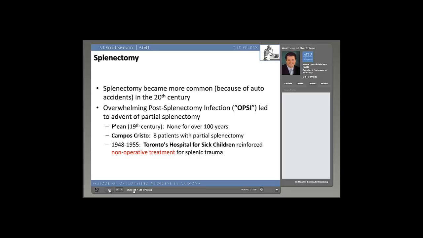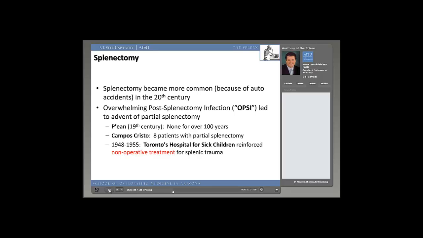Overwhelming post-splenectomy infection, or OPSI as surgeons refer to it, led to the advent of partial splenectomies and attempts to save pieces of the spleen, known as splenosis. Here is a name that you'll need to remember, and that's Peon, P-E-A-N. In the 19th century, he performed a splenectomy after no one had tried it for almost 100 years.